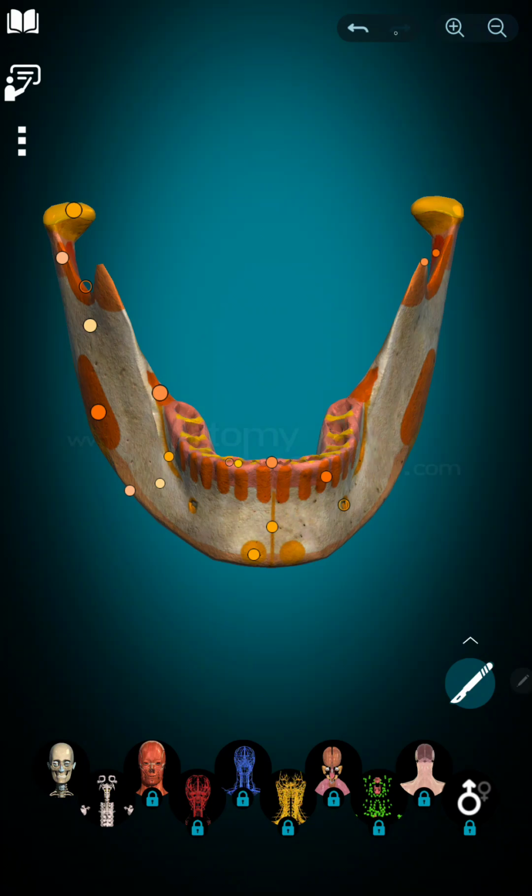What is ramus? In the previous lecture I told you that the mandible is made up of three parts, which has two rami and one body. Clear? So these are the rami, which are present on the vertical. This one is the ramus, this one is the ramus. There are two ramuses present.